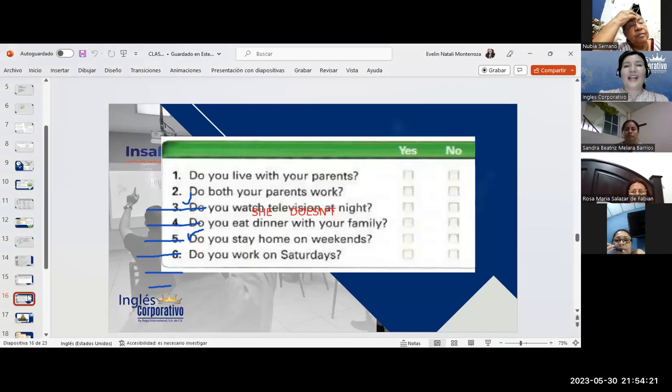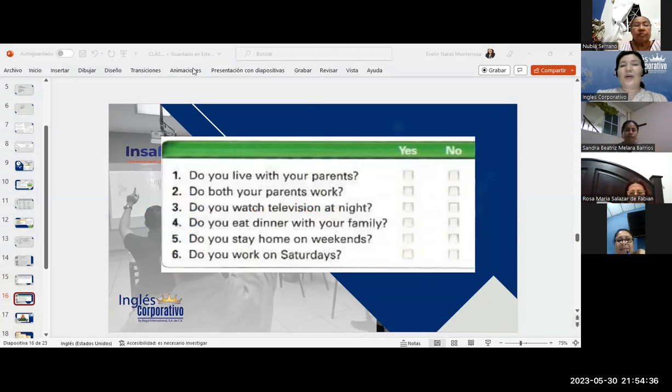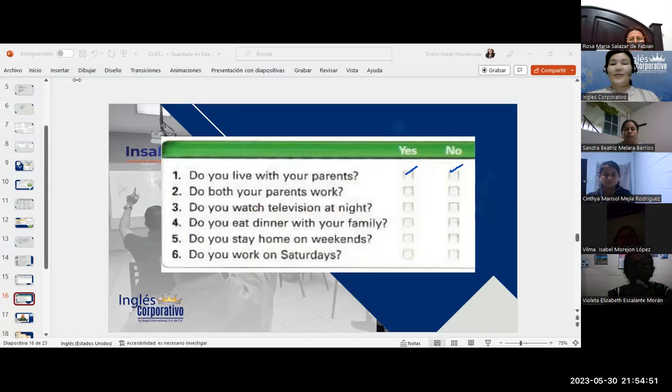Good. And the last exercise that we have for this topic, right? Let's go here. Okay. Here we go. Do you live with your parents? Yes or no? People, do you live with your parents? No, I don't. Yes, I do. Who doesn't live with your parents? I don't live with my parents anymore.